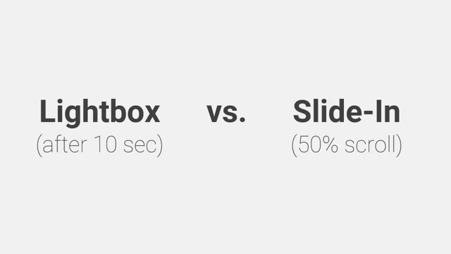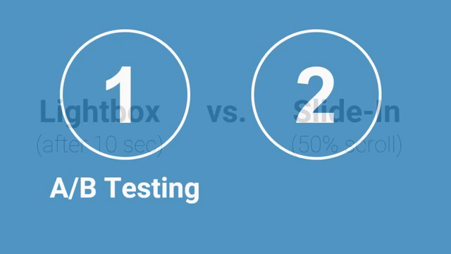And you can also test different triggers. So what converts better, a lightbox that appears after 10 seconds or a slide-in that appears after a 50% scroll? You can test this kind of thing. So really what it comes down to, we've built this tool in such a way that you can run any kind of test that you have in mind. In other words, this plugin gives you the power to really find out and even automatically improve your conversion rates to the point where your site is building your list as quickly as possible. So that's the A/B testing factor.